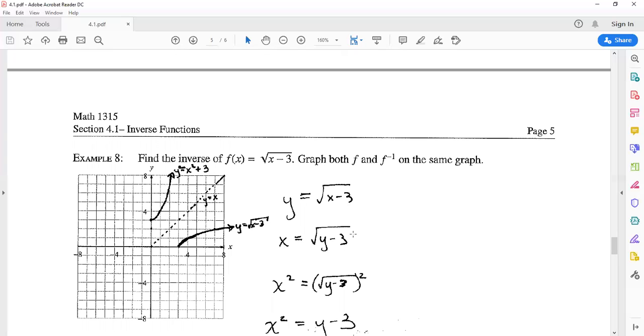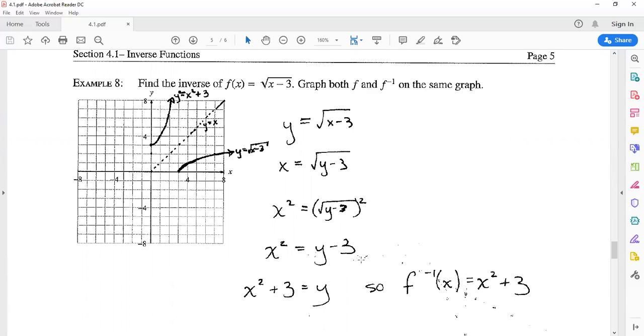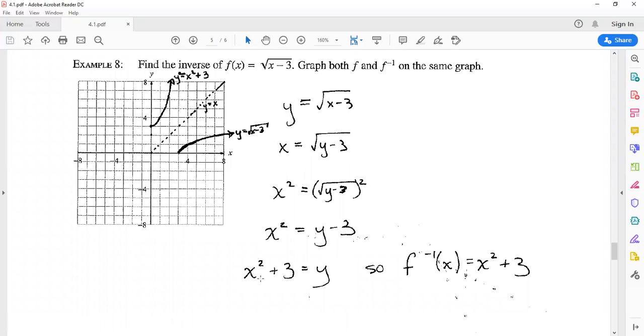And now to solve for y, the first thing we want to do is square both sides, right? And so we'll have x squared equals y minus 3 now. And now to solve for y, we just add 3 to both sides. And so we have y equals x squared plus 3. So that is our f inverse. f inverse of x is x squared plus 3.